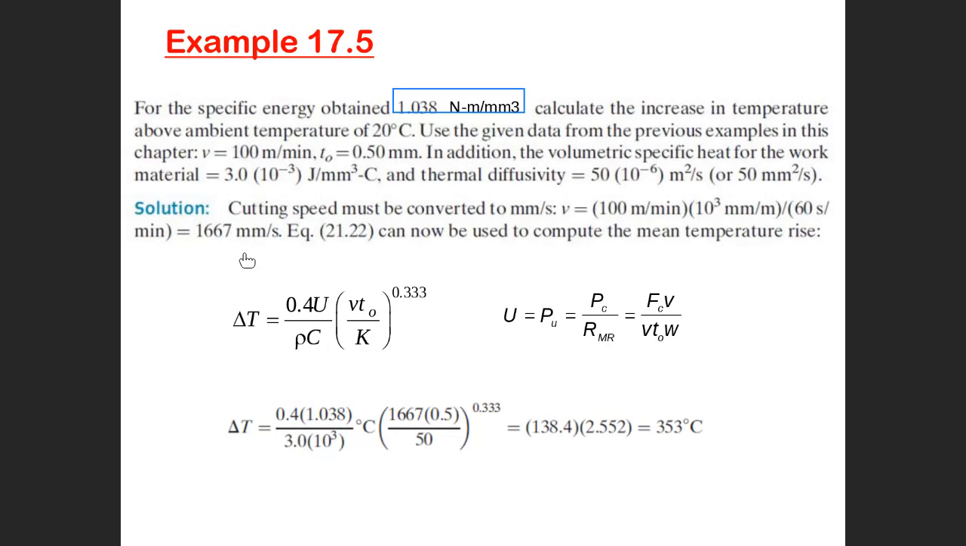To make all units in the equation the same, you can then apply it: 0.4, U is given, V is given, t0 is given, rho C is given, K is given. You apply it, then you can obtain the temperature. This is the delta T above the ambient. Above the ambient means if you would like to calculate the temperature, you must add 20, which is the ambient, then you get the temperature in the cutting zone.